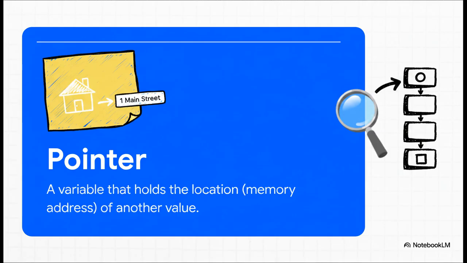So where do pointers fit into all this? Well, a pointer is like a sticky note, and on this note, you haven't written a description of the house. You've just written down its exact address, like 1 Main Street. That's all a pointer is, a variable that doesn't hold a value, it just holds the location of a value.